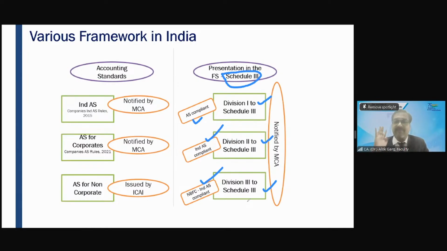So friends, we have three kinds of Schedule 3: Division 1, Division 2, Division 3. Division 1 is applicable to AS compliant companies, Division 2 is applicable to Ind AS compliant companies, and Division 3 is applicable to NBFC companies on which Ind AS is applicable, right? So in our course today, we are going to cover Division 2 to Schedule 3, not Division 1, not Division 3. For you guys, Division 2 is relevant. Is that clear to everyone?